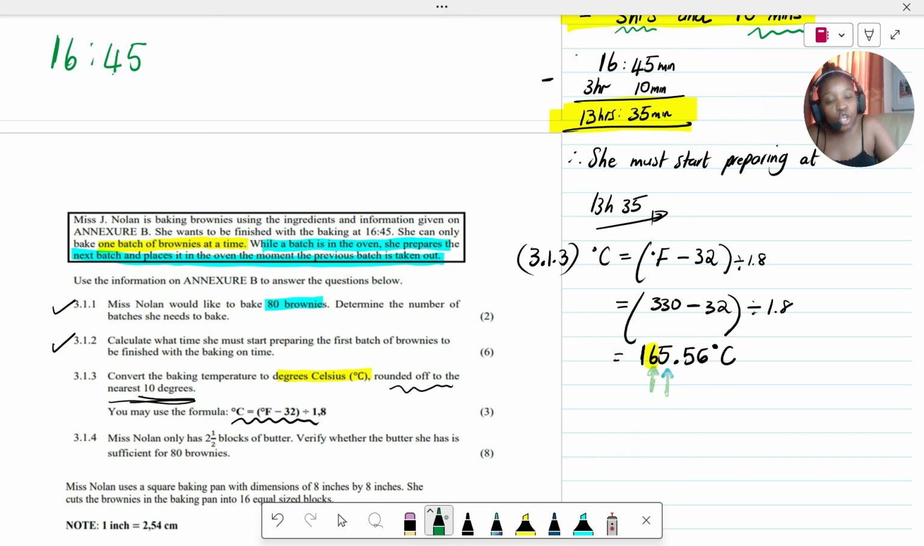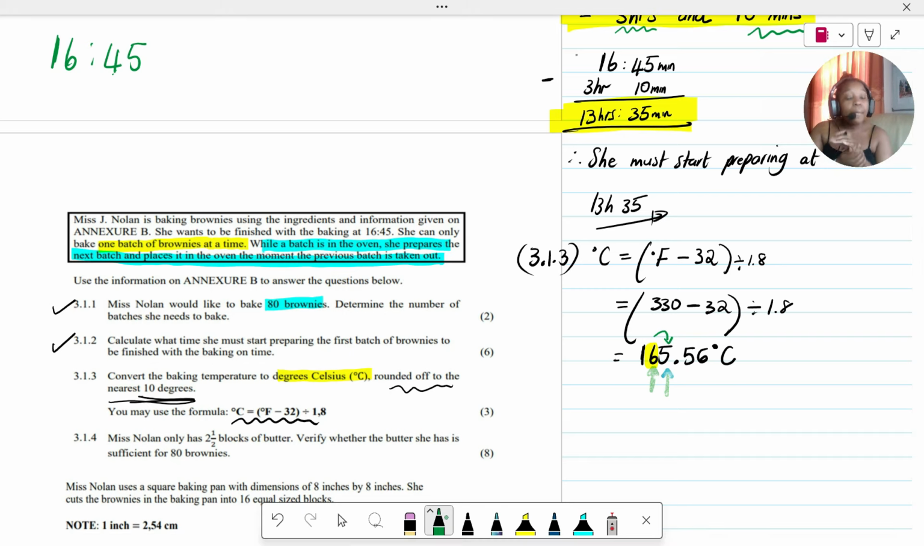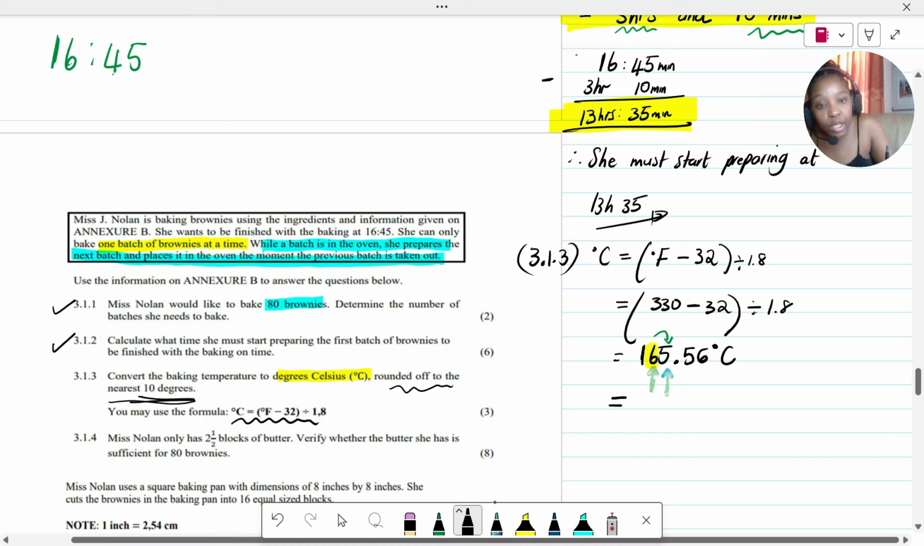So for us to determine what we need to do to that 6 to give us our final answer, you're obviously going to look at the number after the 6. In this case, it's 165. So what does that mean? That 5 tells us that if you want to round off this value to the nearest 10 degrees, that 5 is just going to change that 6 into a 7. So you're going to go up by 1 unit. So it's 170 degrees Celsius.